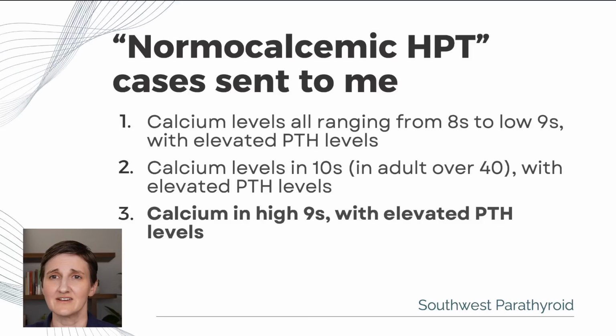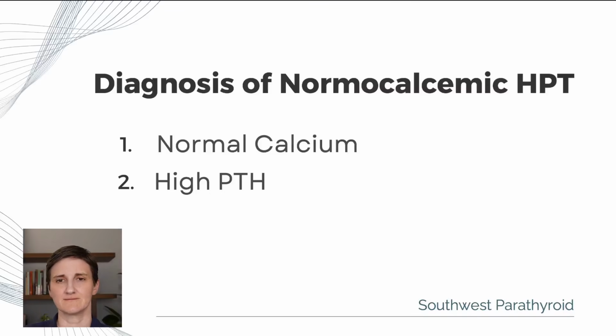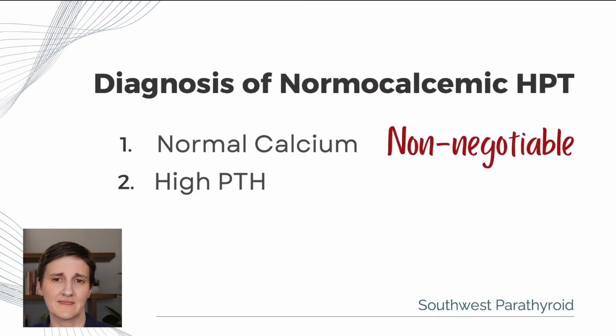Number 1 is secondary hyperparathyroidism. Number 2 is classic primary. Number 3 is true normocalcemic. So diagnosis, again, I'm repeating myself, but this is so important. You have to have a normal calcium and you have to have a high PTH. That's really it. The normal calcium part is non-negotiable. And the levels have to be always normal.